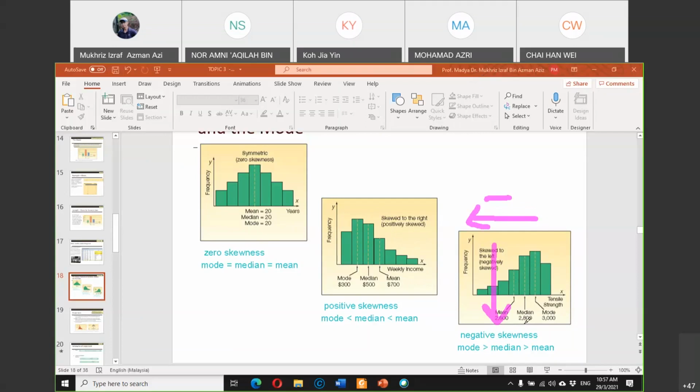The median does not change. It's always in the middle. So you only swap places for these two, either the mode or the mean. That is the important part that you need to understand on this concept of skewness. Any question? Does everyone understand, as usual?